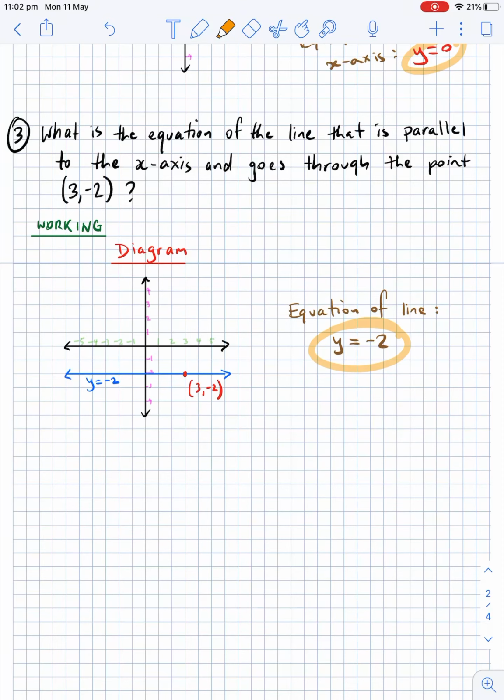A good way to remember this is just to think, what number is it passing through? It's passing through negative 2 on the y-axis. So there's our equation. Hope this helps. Good luck with your answers.